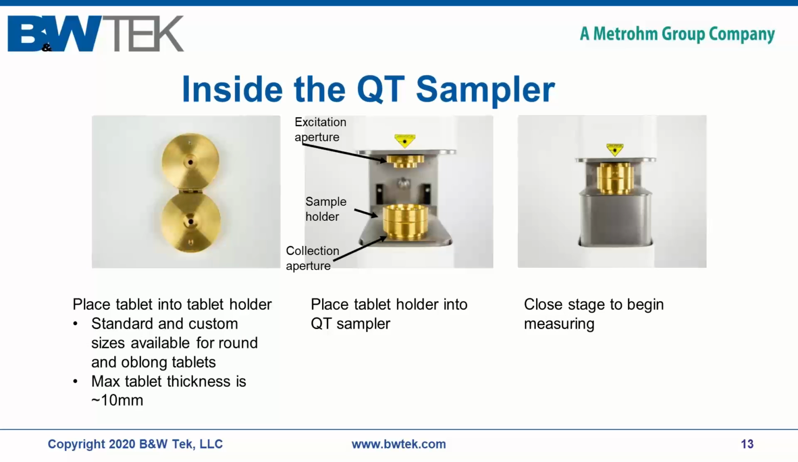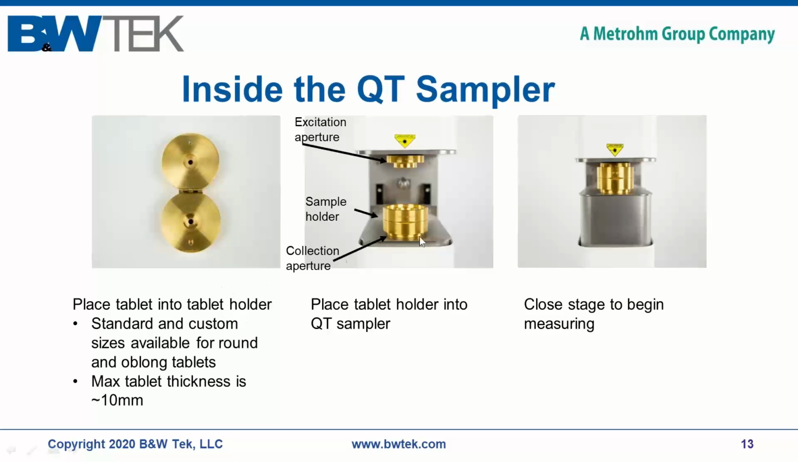So if we look more closely into the QT sampler, what we have is tablet holders, and these are made to be round or oblong with a maximum tablet thickness of 10 millimeters. And they can be customized to the dimensions of the particular tablets of users.